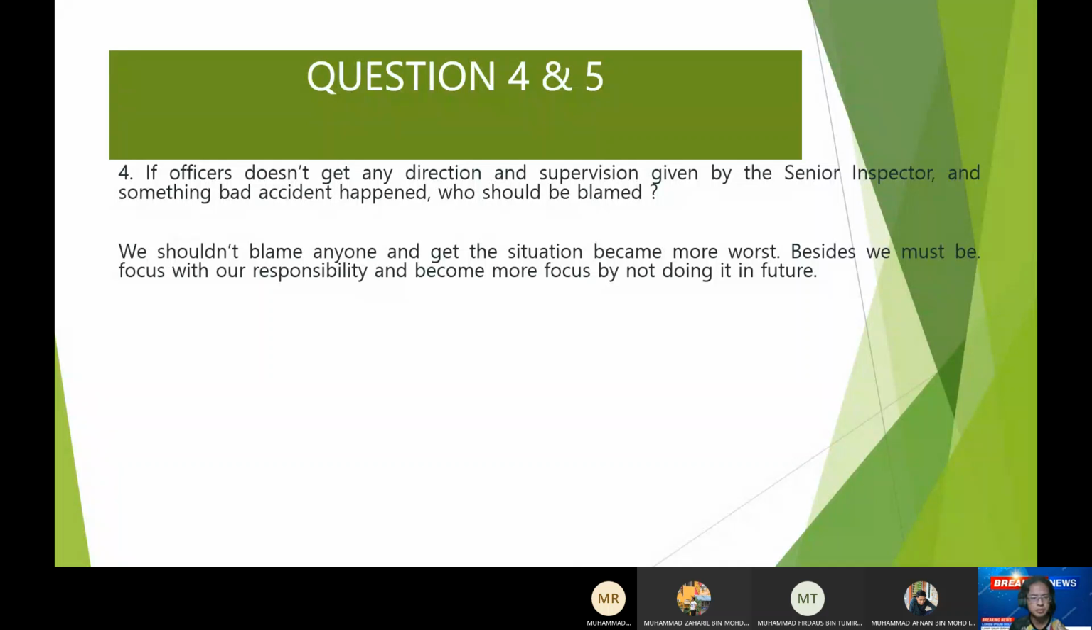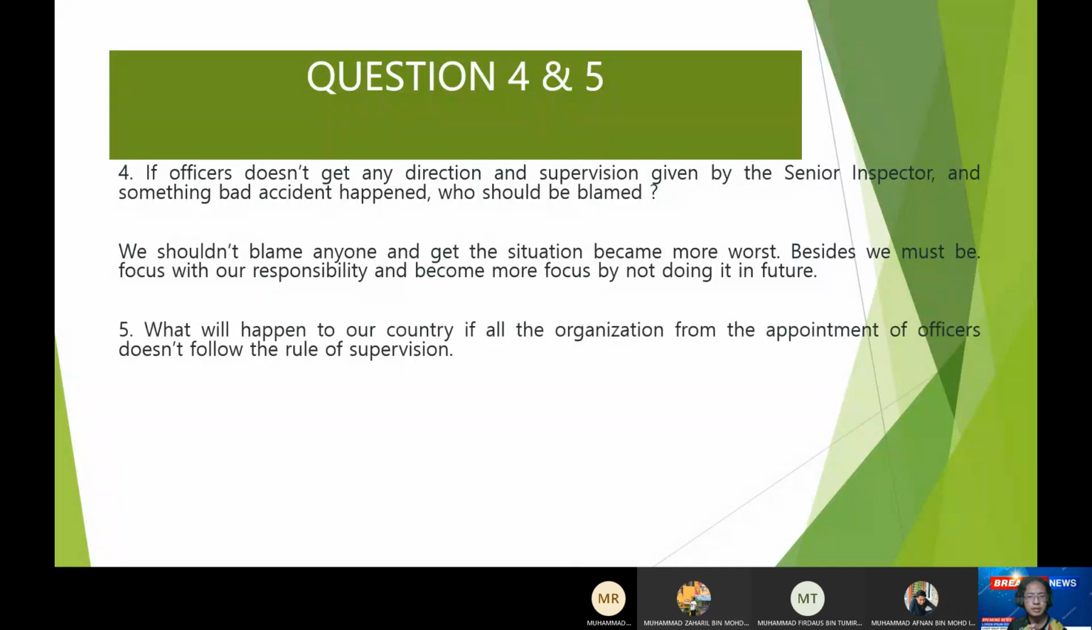So the last question is, what will happen to our country if all the organization from the appointment of officers don't follow the rule of supervision as I presented in the slide? So what is your opinion? What will happen to our country?